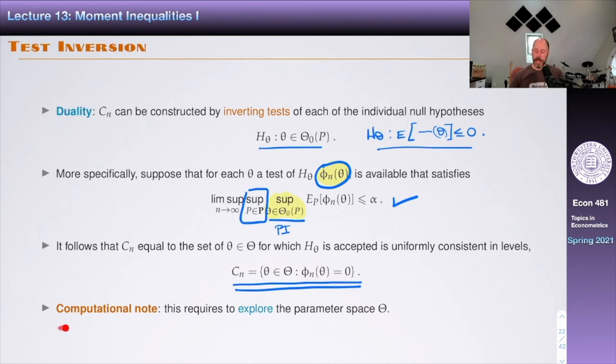So the computational aspects of this literature are still an issue moving forward. But just so you understand, leaving aside the computational feasibility, this construction requires you to explore the parameter space, capital Theta.